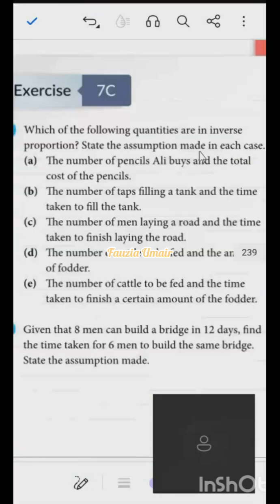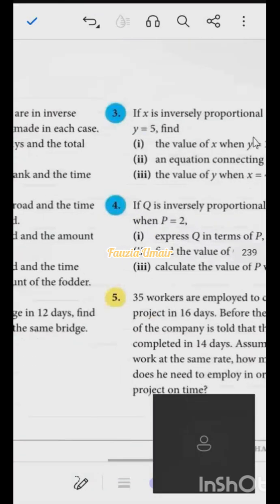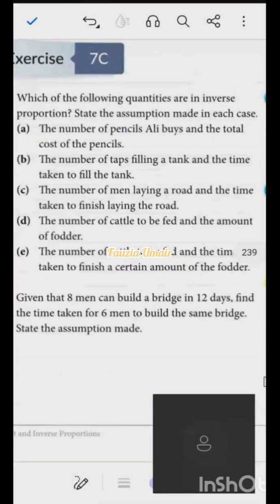The first question is that we need to just tell whether they are inverse proportion or not. So you need to tell me the answers. The first one is the number of pencils Ali buys and the total cost of the pencils. So which type of proportion is this, direct or inverse? Anyone? It is direct proportion. The more pencils, the more cost.